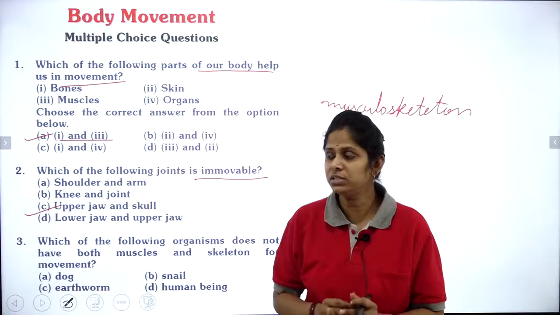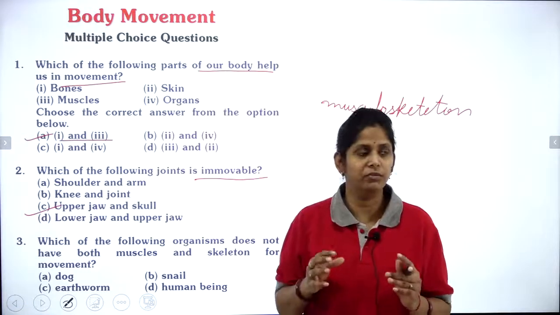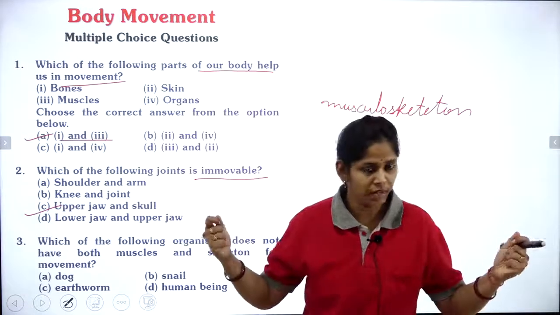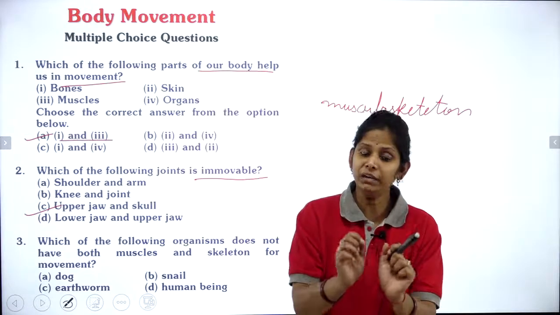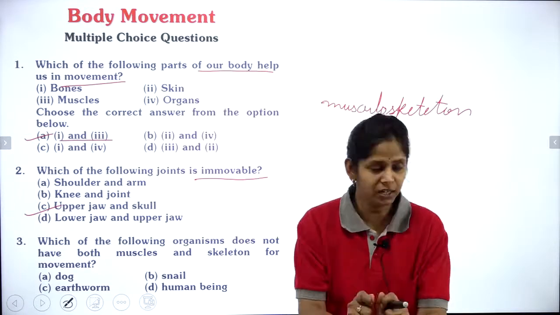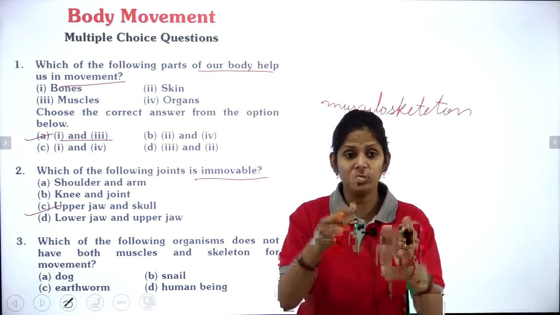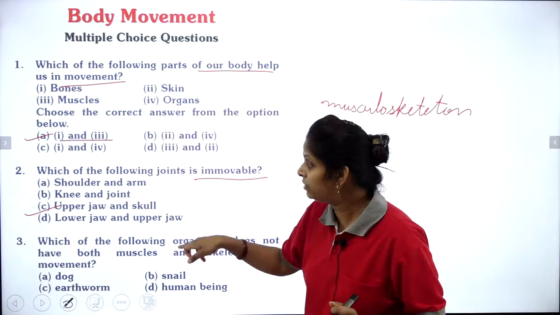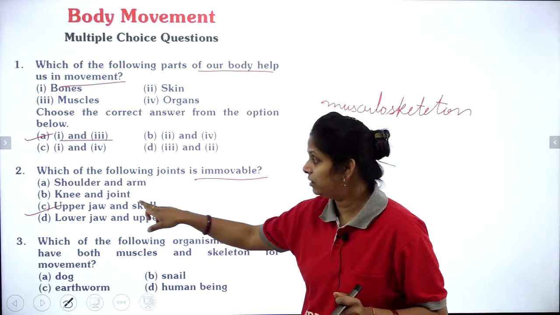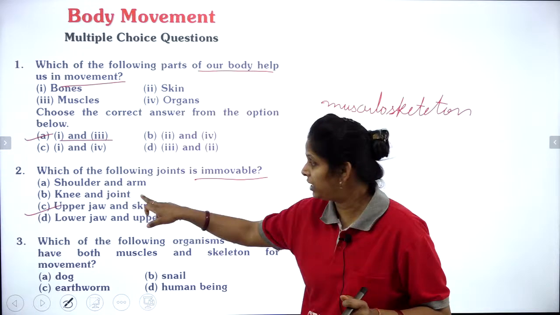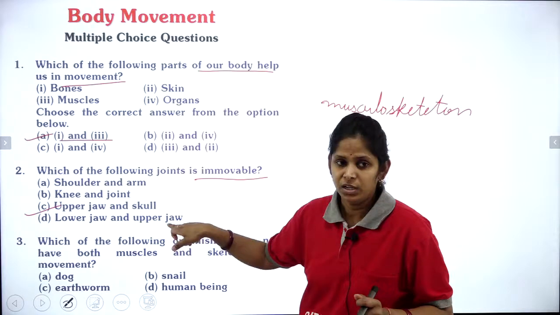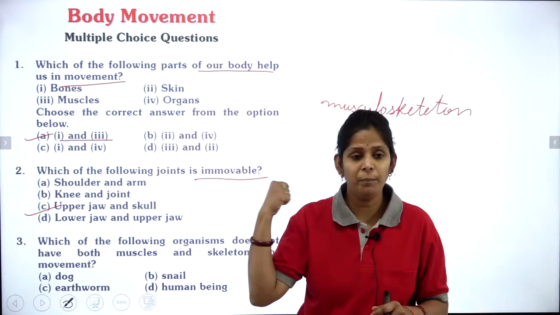Think about this glass window or door, you open this door and close this door. Only in one direction you can close it, and only in one direction you can open it. So this type of joint is present in the knee joint, and between the lower jaw and upper jaw. You can move only in two directions, up and down.